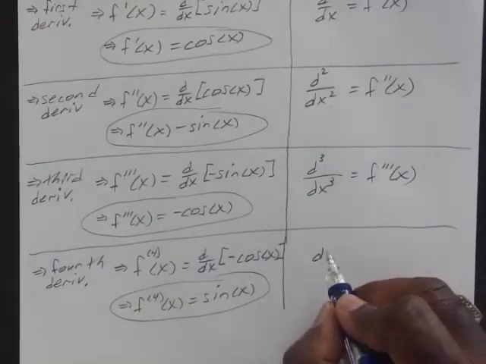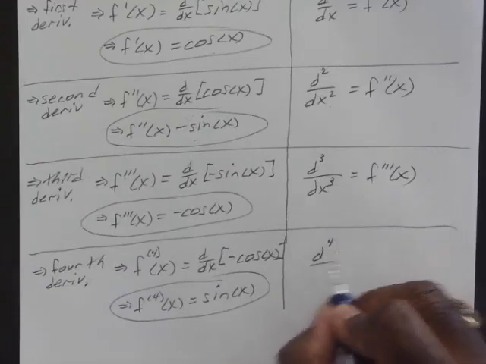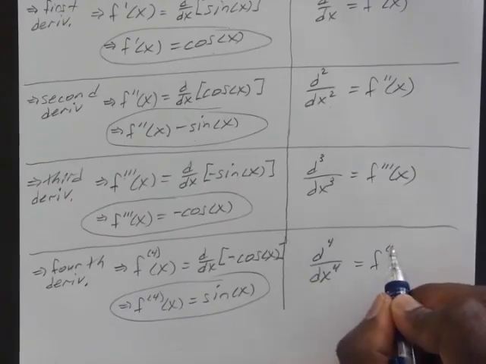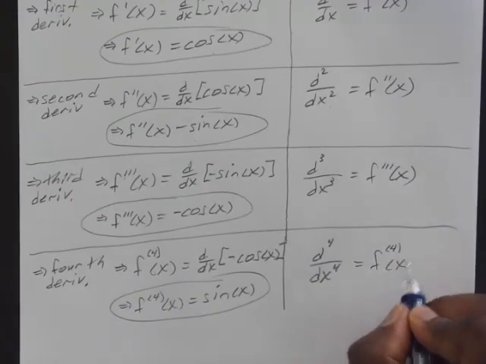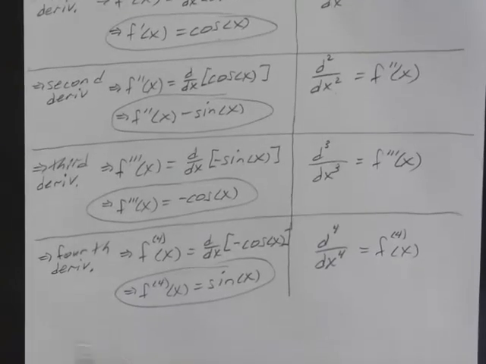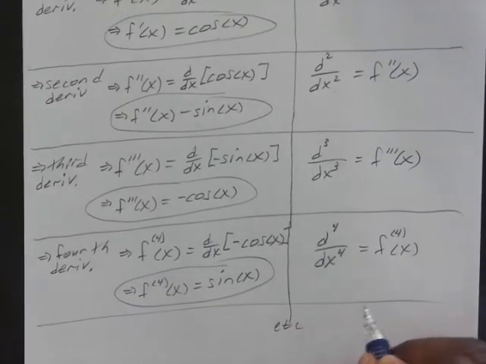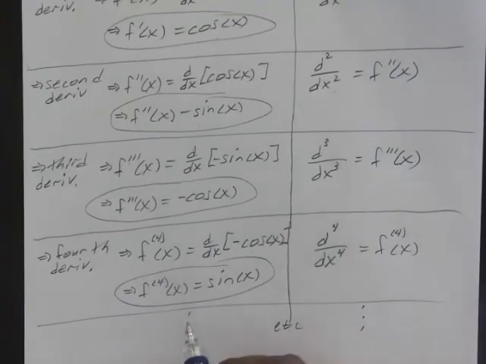And that notation is the exact same, but you have a 4. And it keeps on going. We'll just put etc. because it keeps on going and going and going.